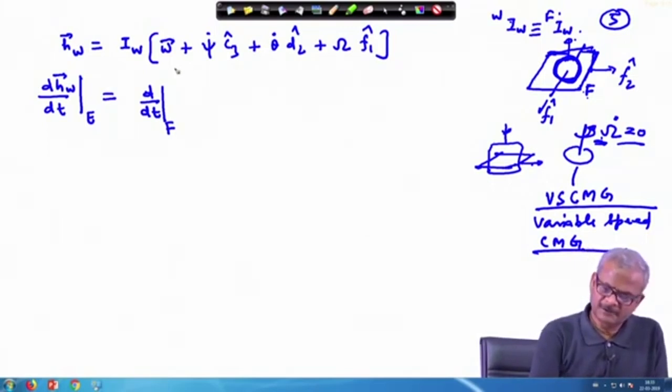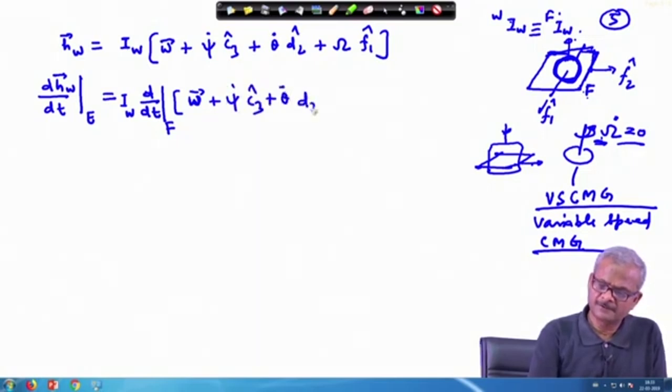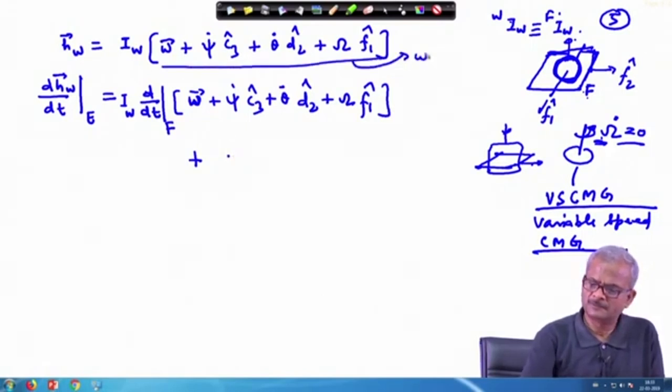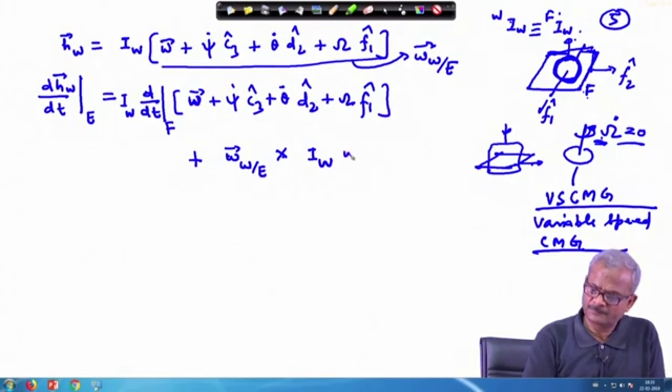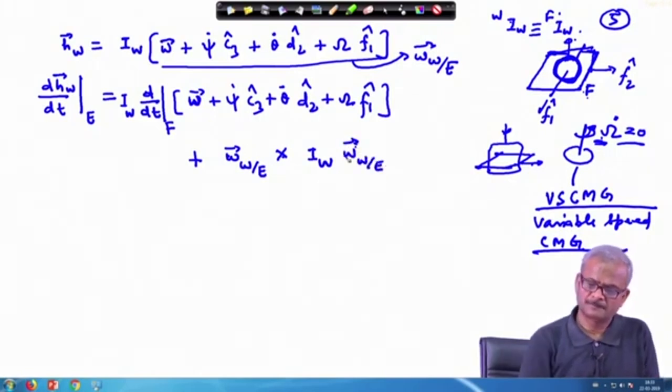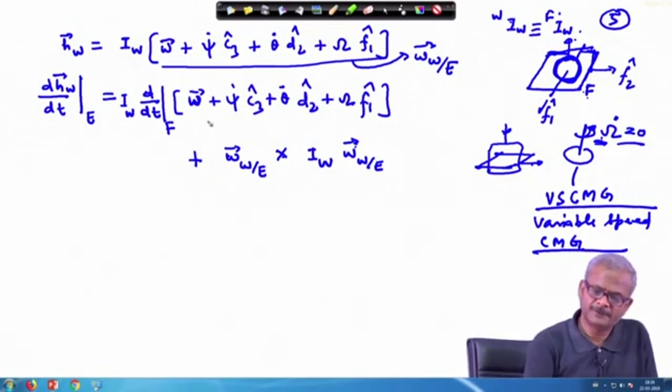So, under this assumption, if we differentiate this, we can write I w outside, and then with respect to the F frame, omega plus psi dot C 3 cap, theta dot d 2 cap, and capital omega times F 1 cap, plus, so this quantity is your omega wheel with respect to the E frame. So, here this will come as omega wheel with respect to E frame cross I wheel times omega wheel. This term we need to expand here.